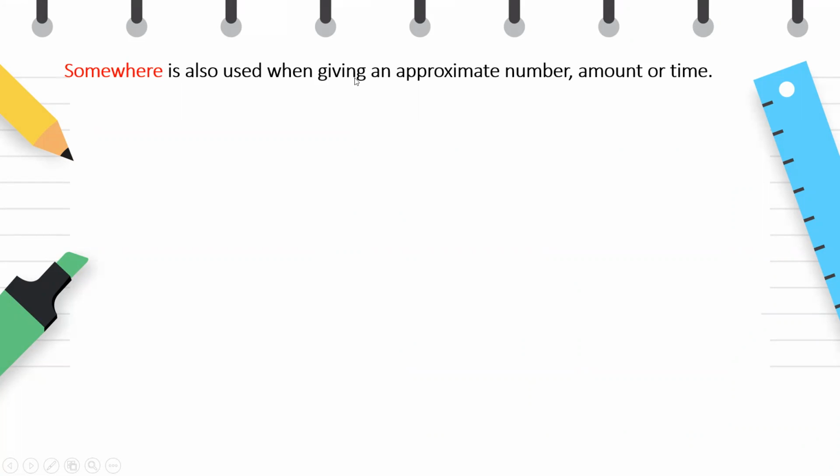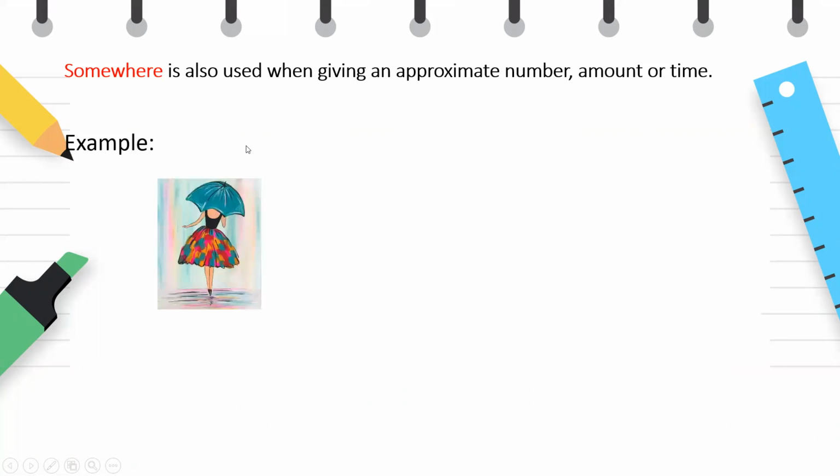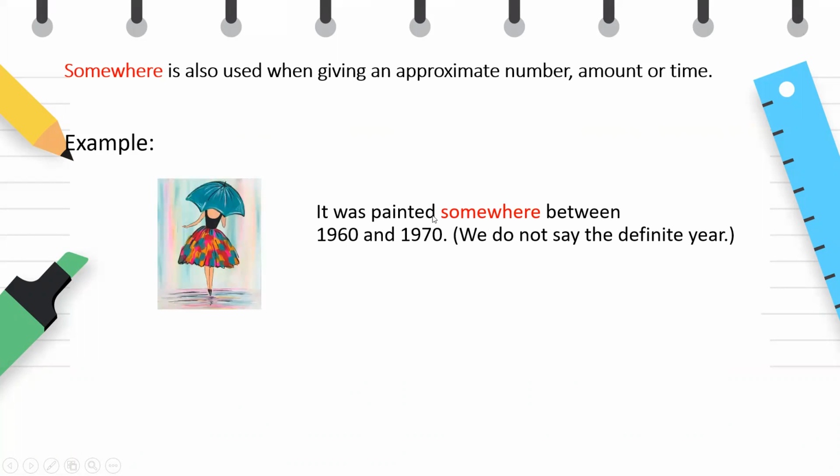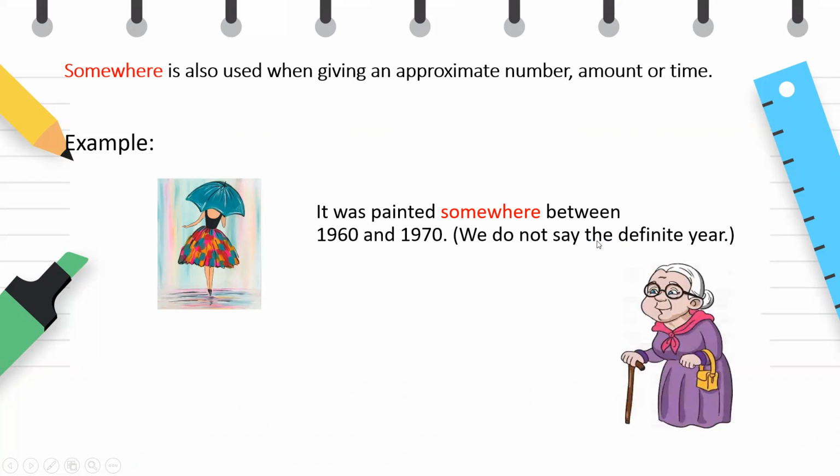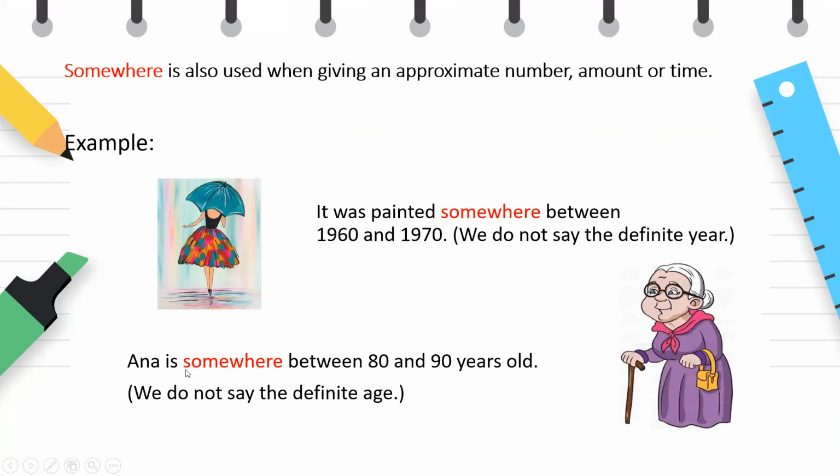Somewhere is also used when giving an approximate number, amount, or time, like in the examples. It was painted somewhere between 1960 and 1970, so we do not say the definite year. Or, Anne is somewhere between 80 and 90 years old, so we do not say the definite age.